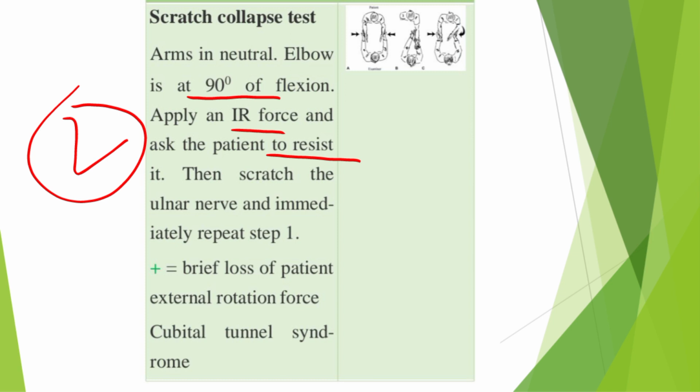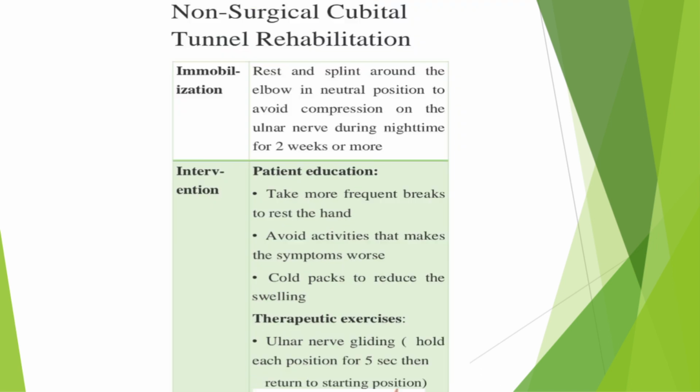Then scratch the ulnar nerve and immediately repeat step 1. If there is loss of the patient's external rotation force, if the patient has difficulty in external rotation and cannot resist the movement, then this is the positive sign of cubital tunnel syndrome. The first test is the elbow flexion test and the second is the scratch collapse test.